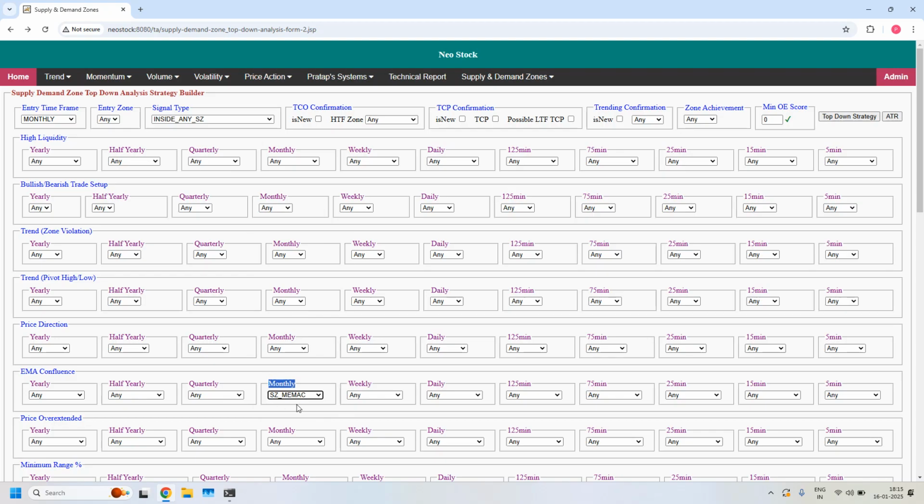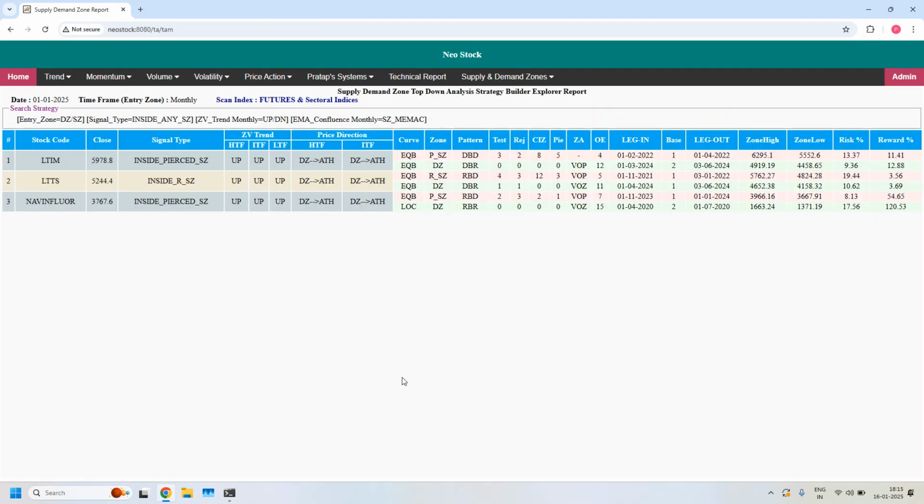So in the EMA confluence at monthly time frame, I am setting the filter monthly supply zone having monthly EMA confluence, and the trend on monthly time frame should not be sideways. It can be up or down. Let's filter. We got 3 stocks. These 3 monthly supply zones are having monthly EMA confluence, and all the 3 supply zones are pierced supply zones. Okay, this is about monthly time frame.